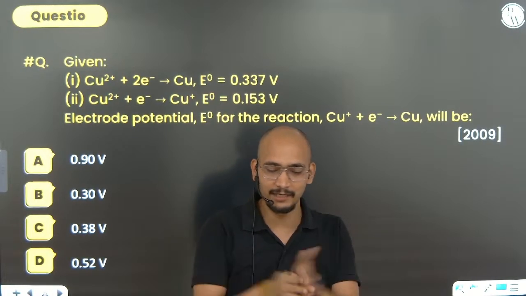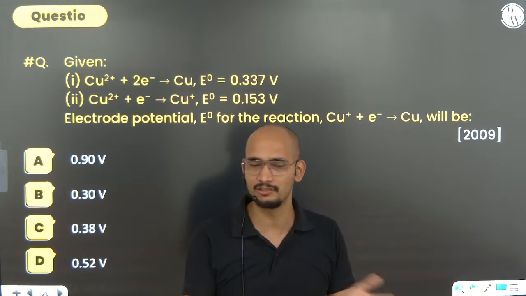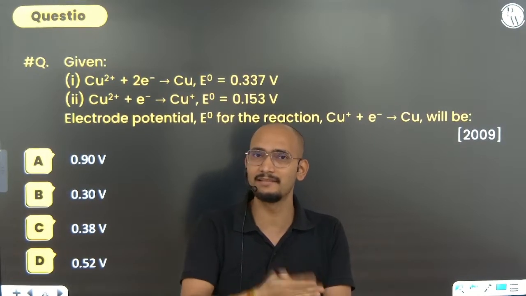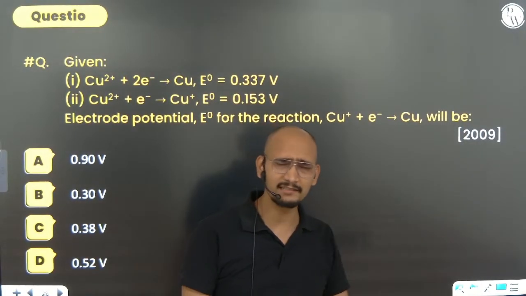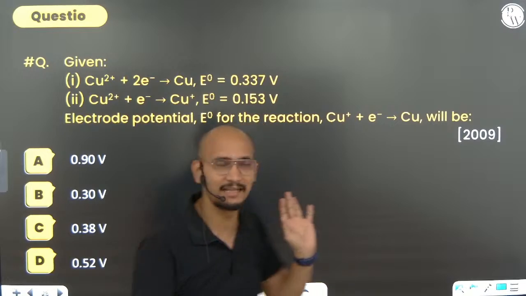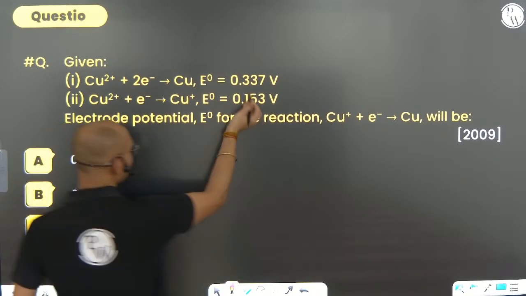So if you are adding reactions, subtracting reactions, or multiplying any reaction by anything, we can make the same kind of changes in the delta G value also. Yes or no? Rather than taking E cell, we just take delta G naught or delta G. Okay, so we are going to do the same thing here also.